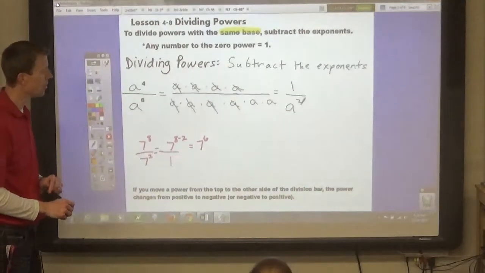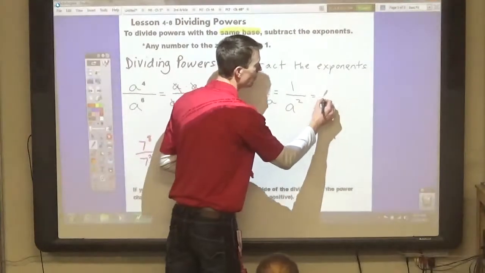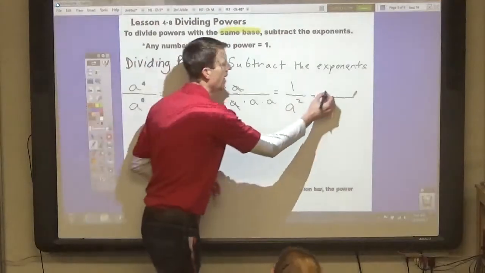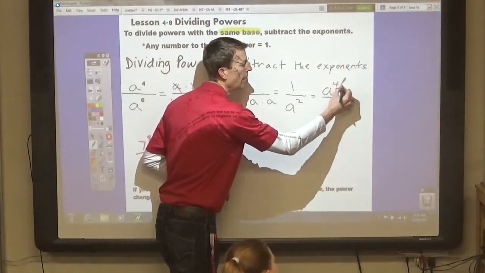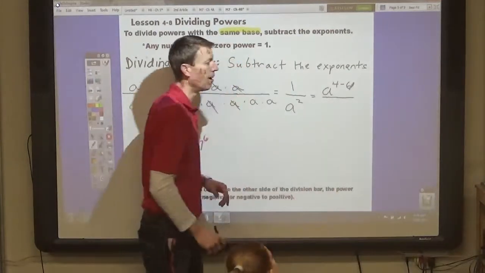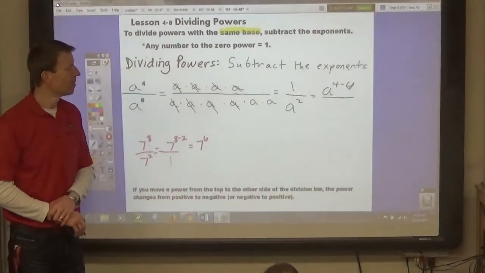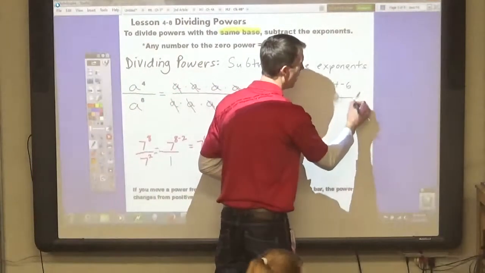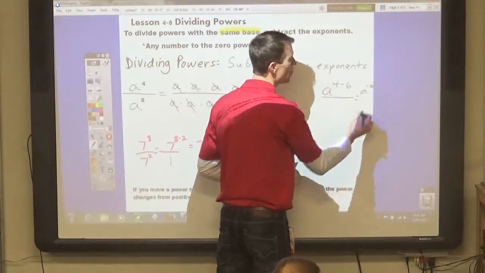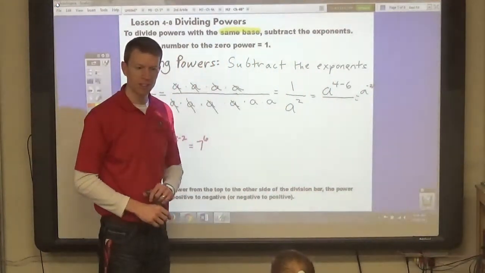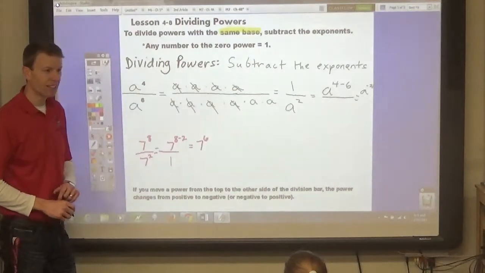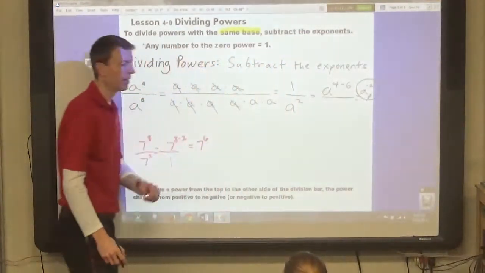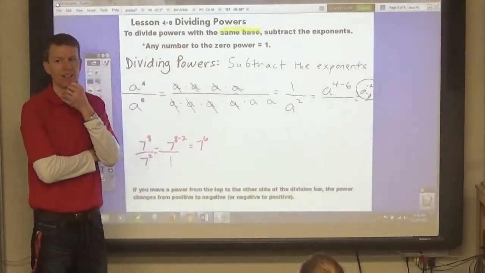Now, let me show you something. I'm going to blow your mind. If we did a to the 4th power minus 6, what would you have? A to the what? Negative second power. A to the negative 2. Do you know that you can have negative exponents? Yes, you can. A negative exponent, a to the negative second power, is equal to what, do you think?